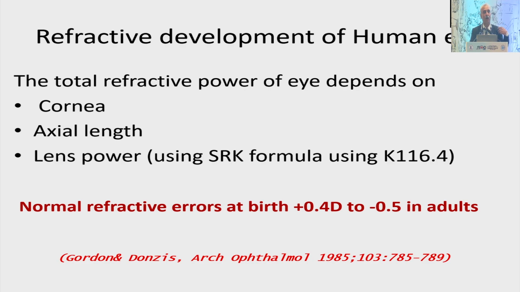And if I ask you a question, what is the A constant of your own crystalline lens? Can anybody tell me? Because you have your keratometry, you have your axial length. So all these IOL companies, they give you an A constant for the lens. If you try to back calculate, your keratometry, your A constant will be about 116.4, which is what was seen in the case with Gordon's.